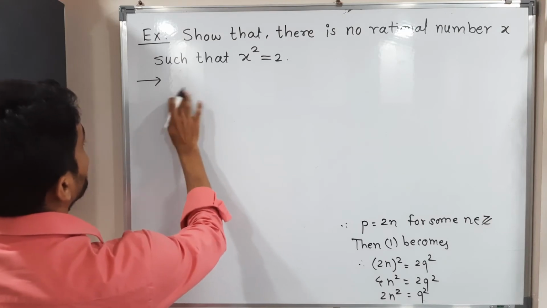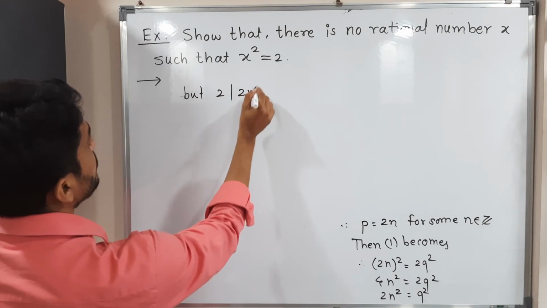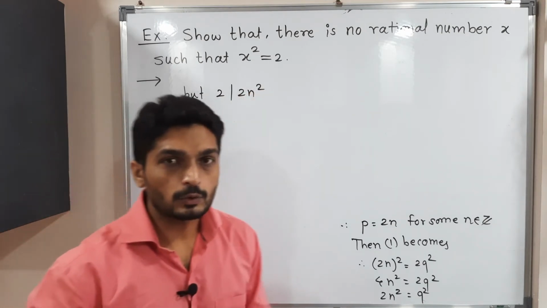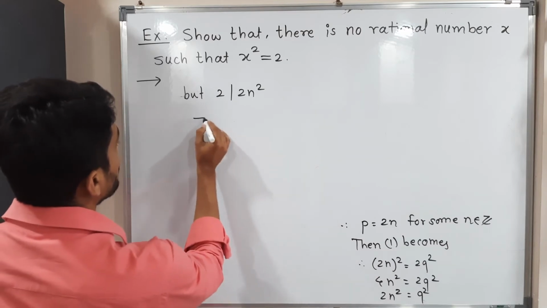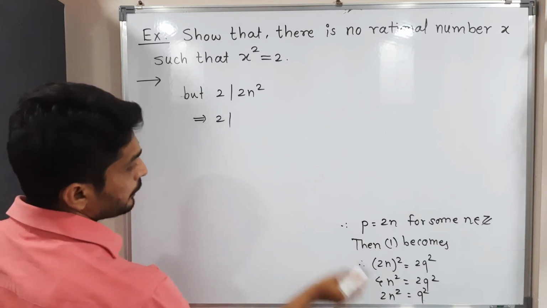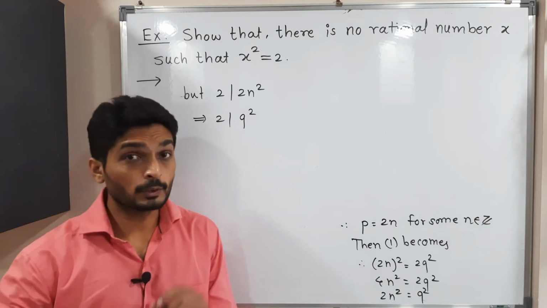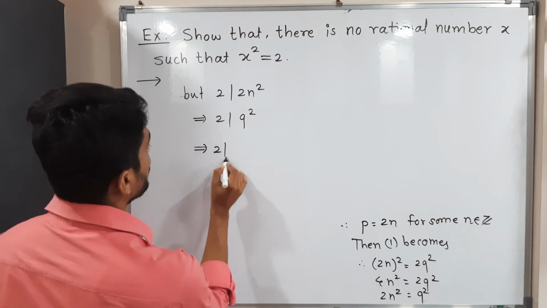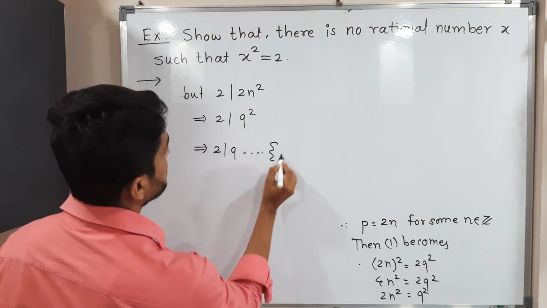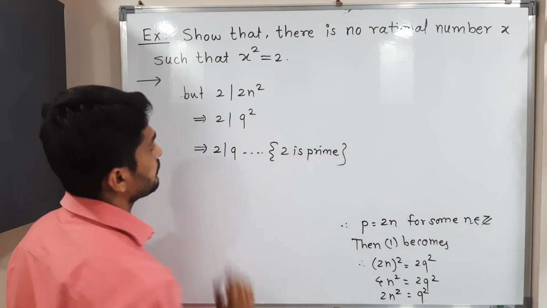But 2 divides 2n square, 2 is there, no? So obviously 2 divides 2n square. But 2n square is equal to q square. So therefore 2 divides q square. But 2 is prime, so 2 divides q also. So therefore 2 divides q, because 2 is a prime number.